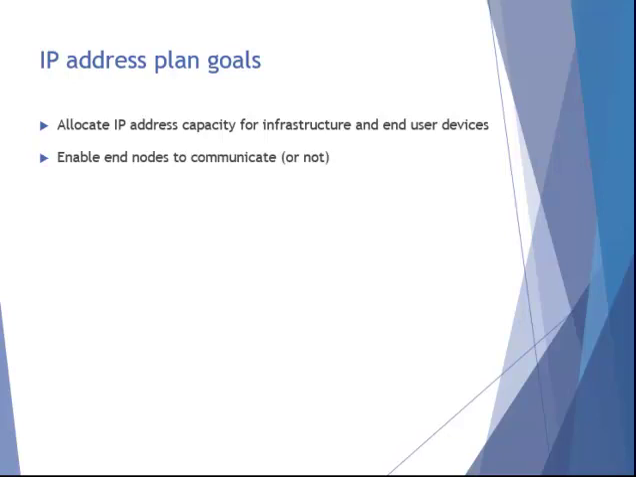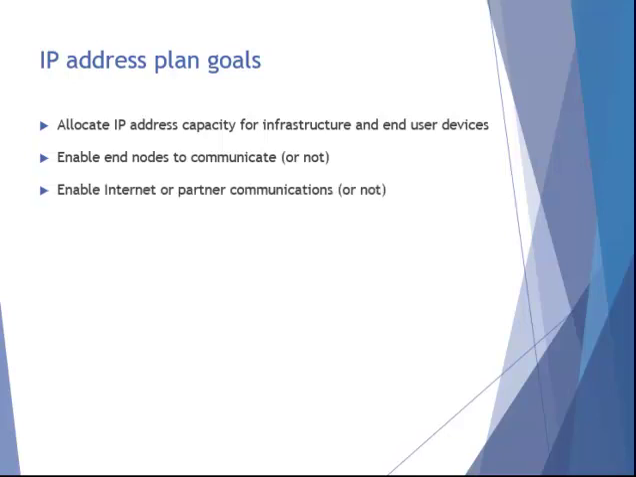Second goal is to enable these end nodes to communicate with each other or not. So you may have the ability to refine which end users can access which resources, for example. Perhaps you want only a certain number of administrators to access your cloud infrastructure, maybe a certain access to your Internet of Things subnetwork if you've got that cordoned off separately, or even access various components within your network, such as the finance department's servers and so forth.